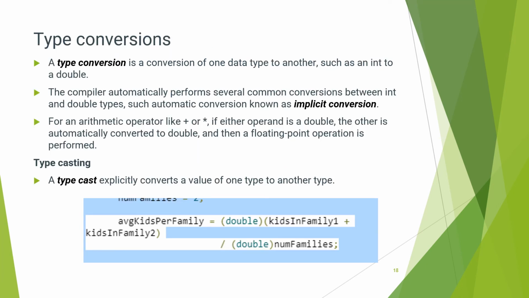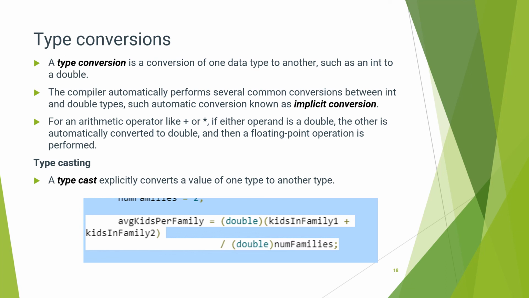So coming to type conversions, type conversion is a conversion of one data type to another, such as an integer to double. The compiler automatically performs several common conversions between int and double types. Such automatic conversions are known as implicit conversions. For an arithmetic operator like plus or multiplication, if either operand is a double, the other is automatically converted to double and then a floating point operation is performed.